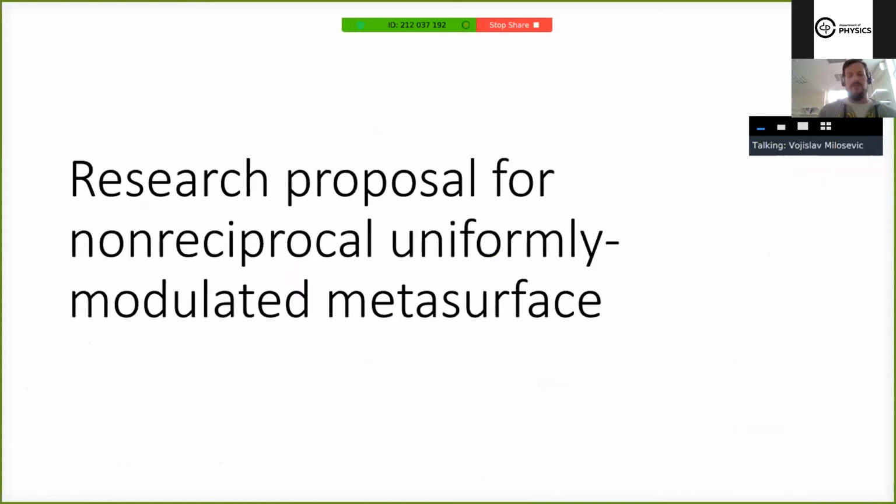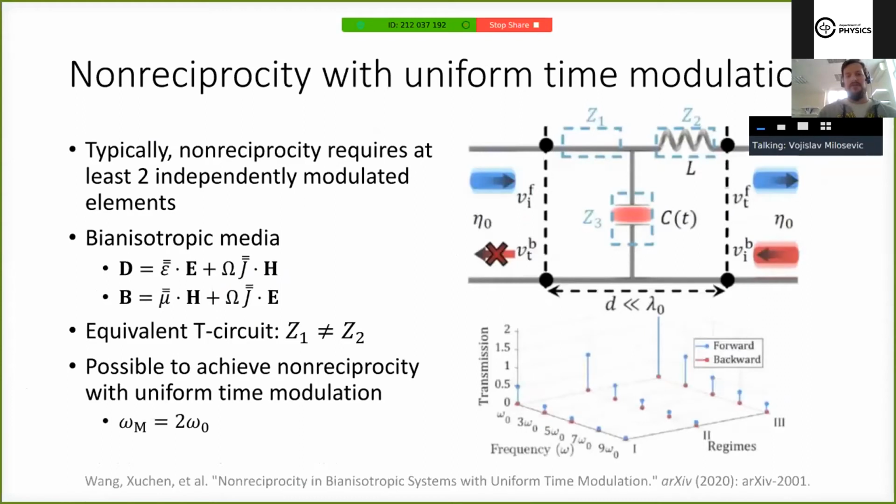And now moving on to the proposal of the project. Typically, to realize non-reciprocity will require at least two independently modulated elements, and in some cases many more. And it is very difficult to realize such modulation in practice because it requires biasing circuits, which would be extremely complicated. And in normal isotropic systems, it's not possible to realize non-reciprocity with only single uniform time modulation.